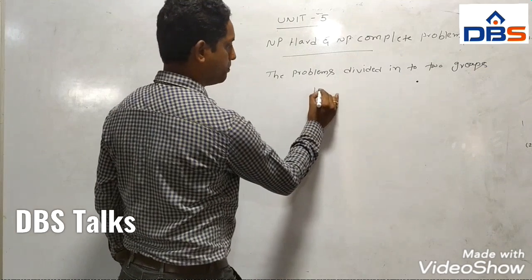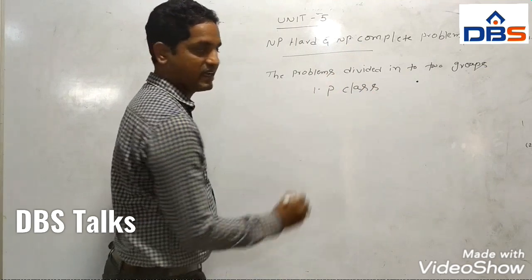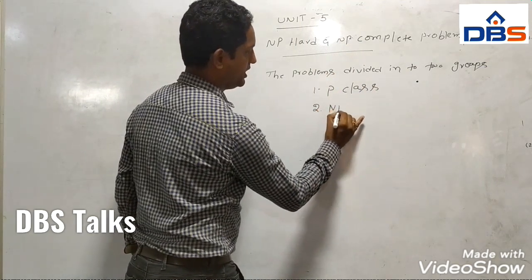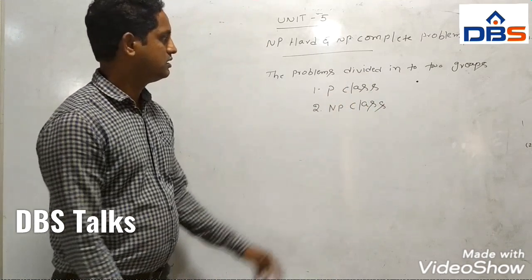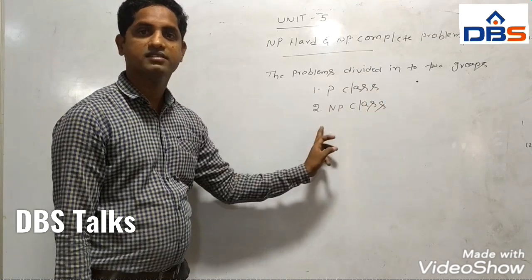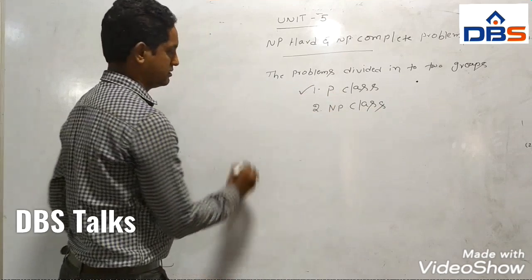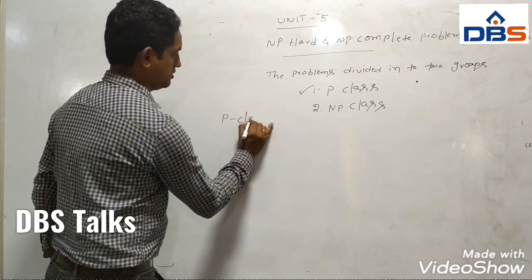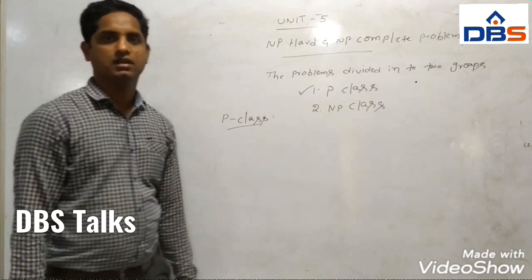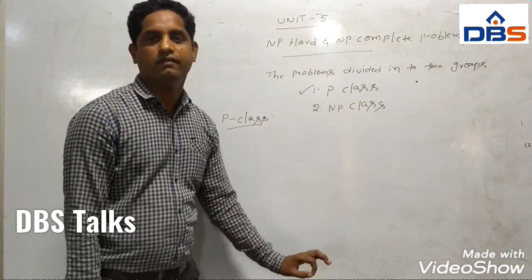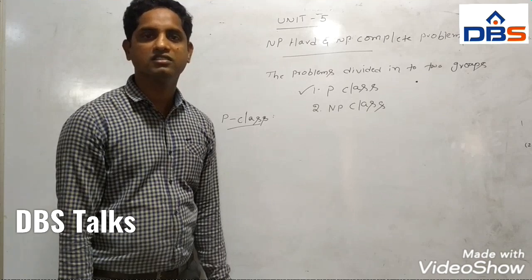The first one is P class, the second one is NP class. So first we go for the P class. So what is meant by P class? If the problem can be solved by using polynomial time, then it is called a P class problem.